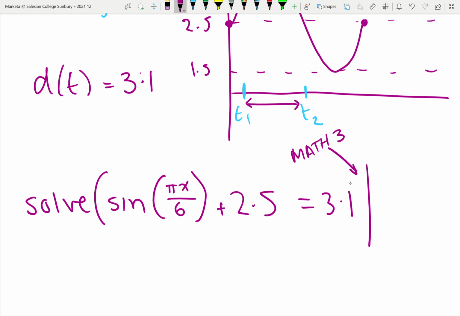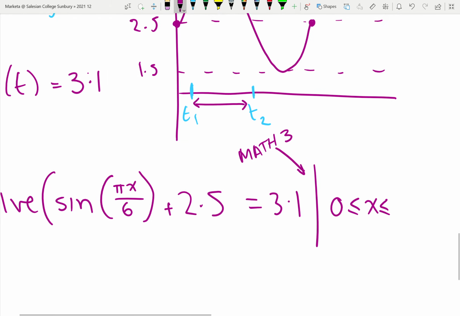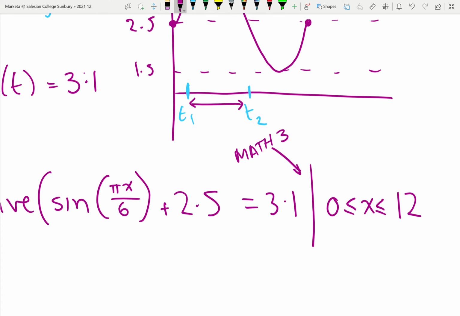And actually the next bit comes from Math 3 as well. So we've got going from 0 up to and including 12. And then we can just press EXE. Make sure your CAS is in radian mode, not degrees. So if you think about degrees, 0 to 12 degrees, it's not a very big space to be looking for your solution there. So it's definitely in radians.